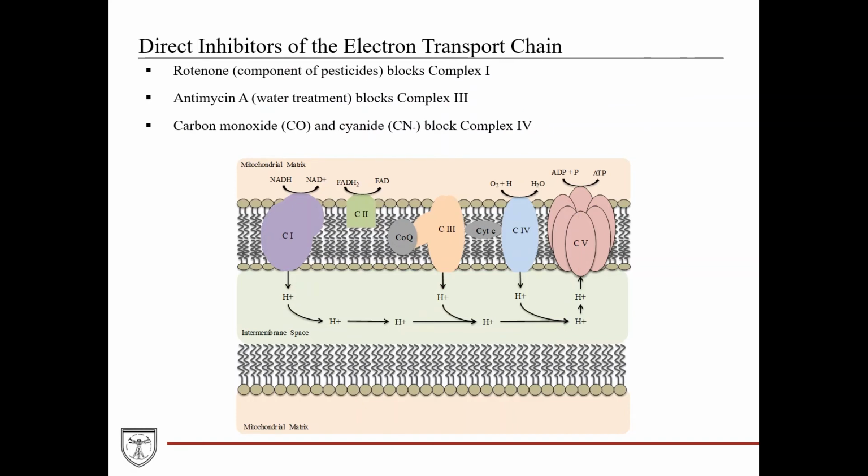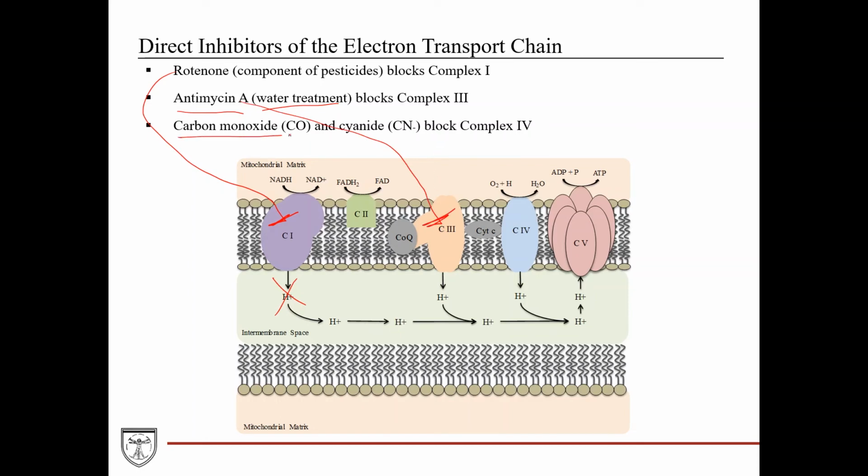So these are 4 examples that are commonly seen on exams, commonly seen on board exams, biochem exams. You may have even heard of these, especially carbon monoxide and cyanide, so you can learn a little bit more about why they are so toxic. Rotenone is a component of pesticides, blocks complex 1, so it'll come down here and block complex 1, blocking its ability to pump hydrogen into the intermembrane space. Antimycin A is used for water treatment and also is very toxic to humans. This comes in and blocks complex 3.